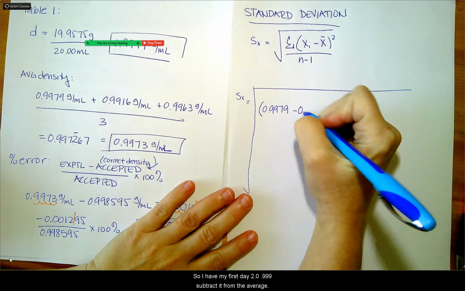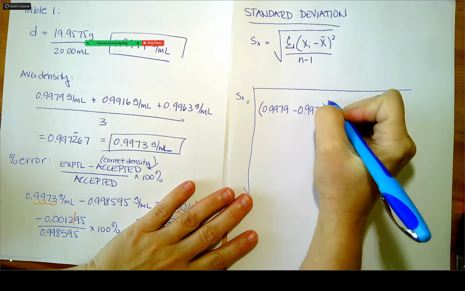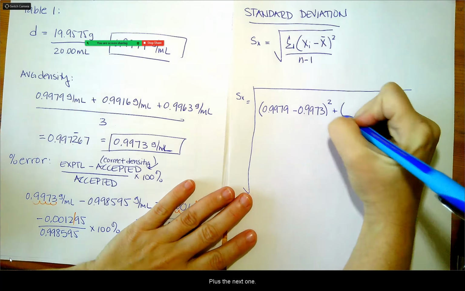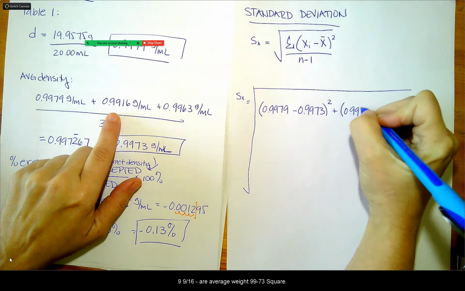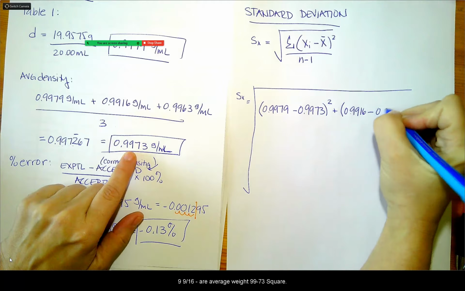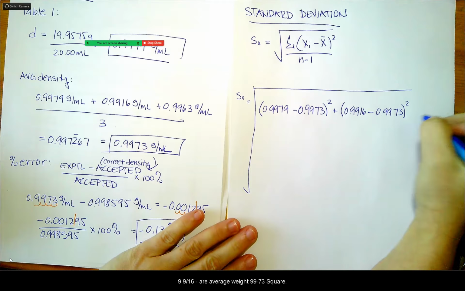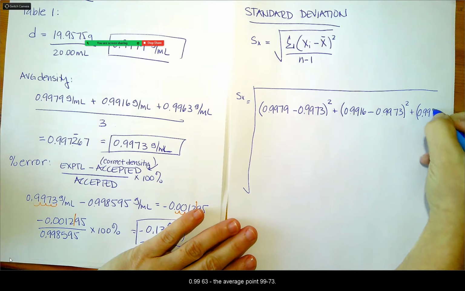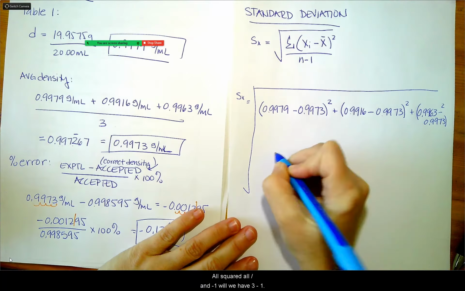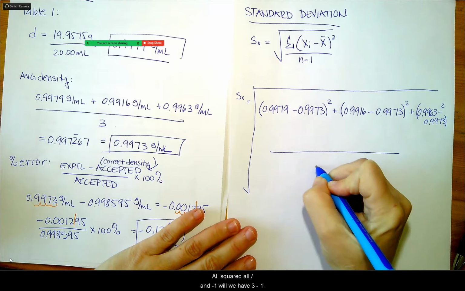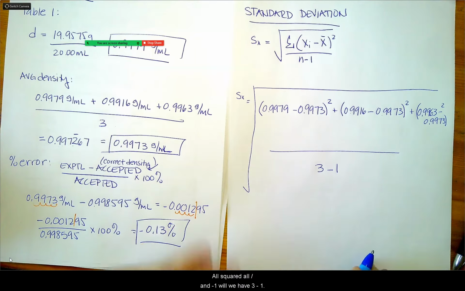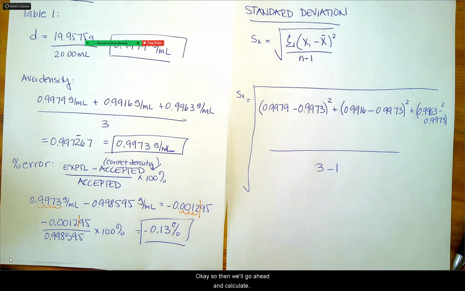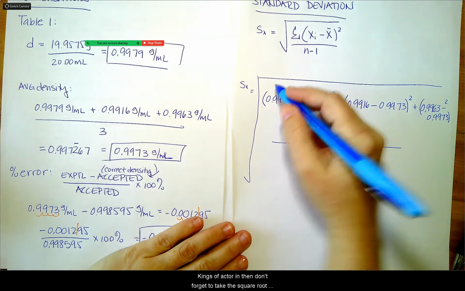I have my first data point here, 0.9979, subtract it from the average, 0.9973, squared, plus the next one, 0.9916 minus our average, 0.9973, squared, plus another one, 0.9963 minus the average, 0.9973, all squared, all divided by n minus 1. Well, we have 3 minus 1. Then we'll go ahead and calculate that, and don't forget to take the square root.